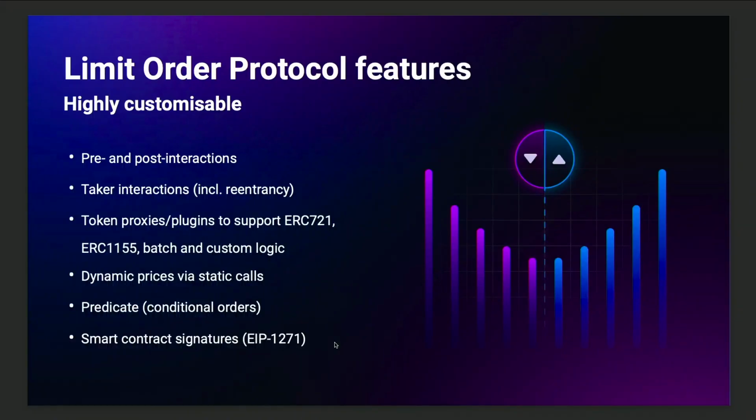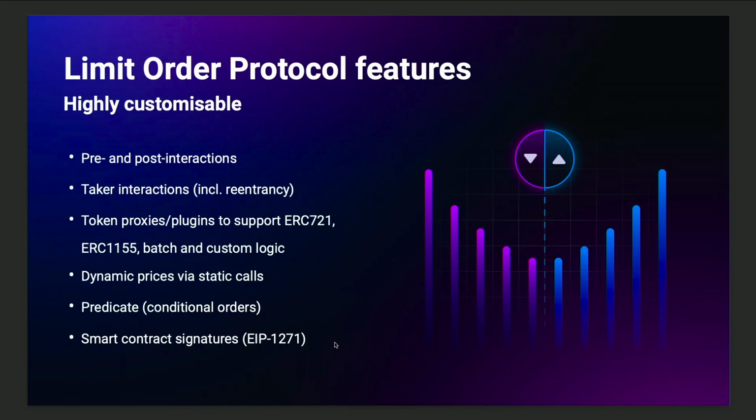There is also the possibility to program custom logic for transfers. So it's not only transferring tokens from maker to taker and then from taker to maker, but instead of a token with transferFrom, you could deploy a custom plugin. We call them proxies, but now we're switching to the name plugin. You can write a smart contract, use its address as a token address in the limit order protocol, and the protocol would call the transferFrom method with the possibility to add extra data.